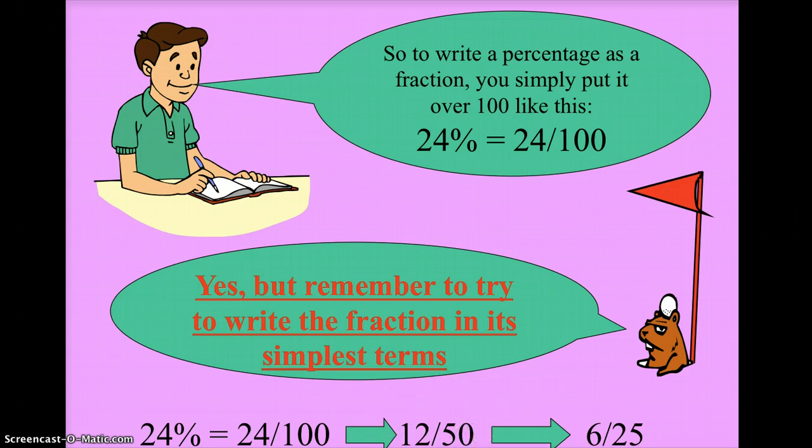Now, by looking at this fraction, you can see that you can still make it simpler by dividing again by 2, because both numbers can still be divided by 2. So 12 divided by 2 is 6, and 50 divided by 2 is 25. Now, let's check. Do we still have a number we can divide both the numerator and denominator by? There's none, so we stop, and so our fraction for 24% is 6 out of 25.